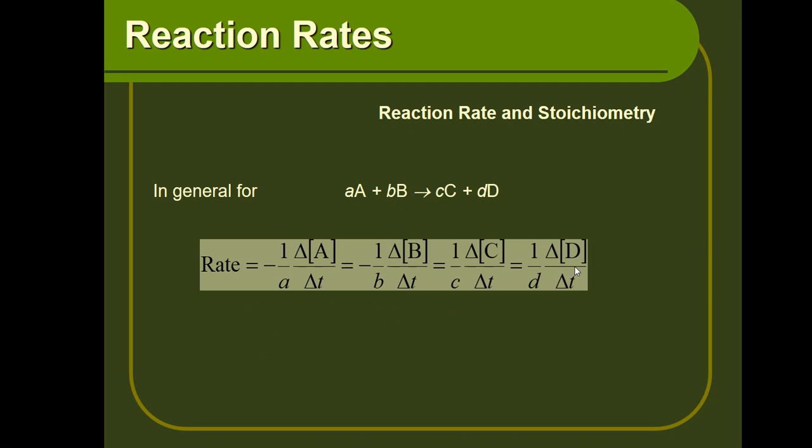When we use the products, we have positive, or we need not write the positive sign anymore. So again, the rates are related to the stoichiometry, and we're using the coefficients of the components as they appear in the chemical reaction.